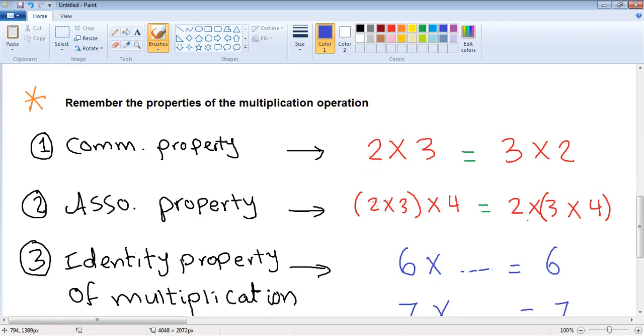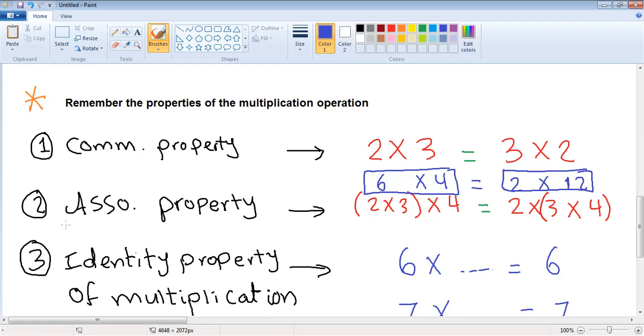Look, if you multiply 2 and 3, 2 times 3 is equal to 6. 6 times 4 is equal to 24. Let's check the second side, or the right side. 3 times 4 is equal to 12. 12 times 2 is equal to 24. So the left side is equal to the right side. All I'm going to ask you in the exam or in the quiz is what the name of this property is. You will answer and say it's the associative property.